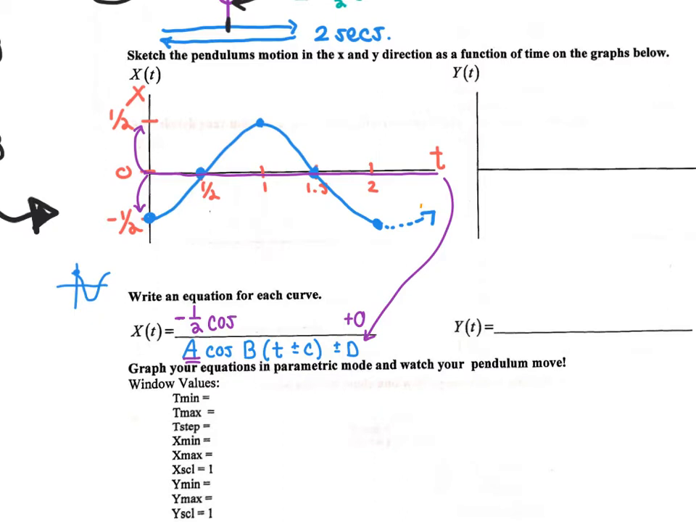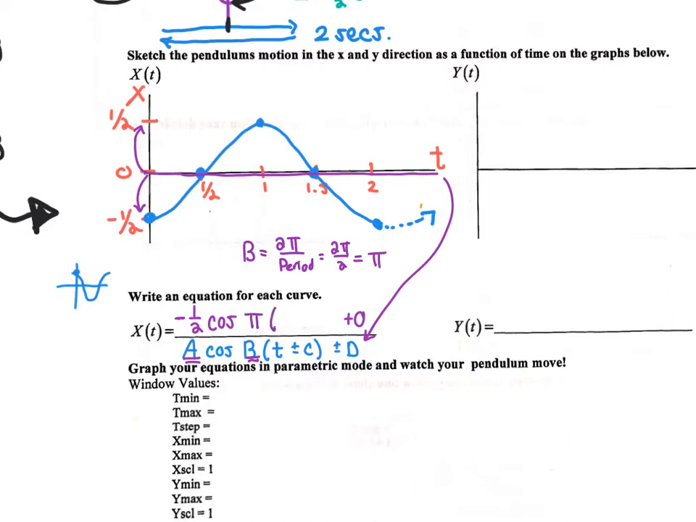Okay, the b value of our graph, we can find the b value by doing 2 pi and dividing it by the period. Remember that the period of this graph was 2 seconds. That was given at the beginning. So 2 pi divided by 2 gives us a b value of pi. So now I've got my b value.